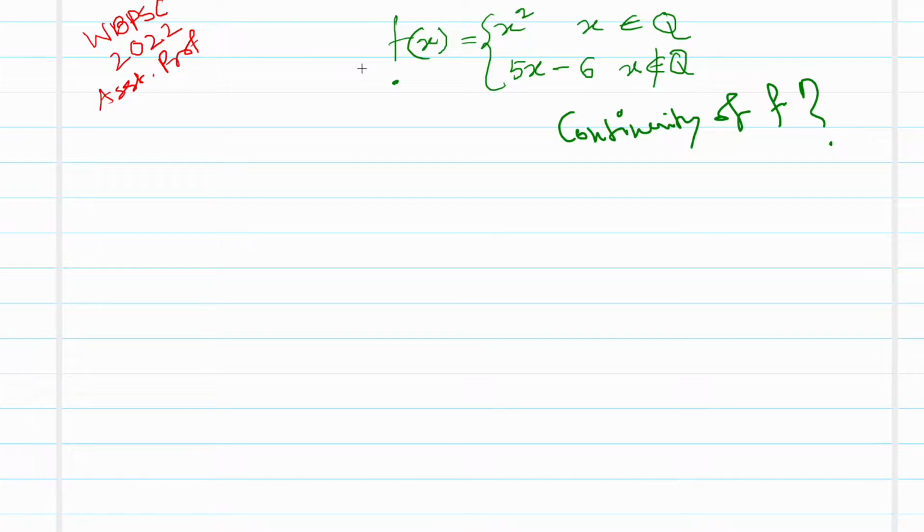Anyway, let us start with the problem. The given function is f, and it has two expressions, x square and 5x minus 6. So let us try to draw the graph of this function.